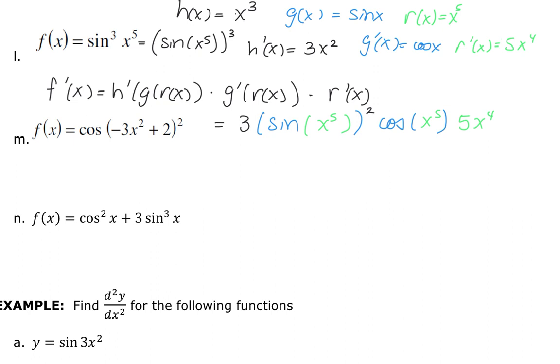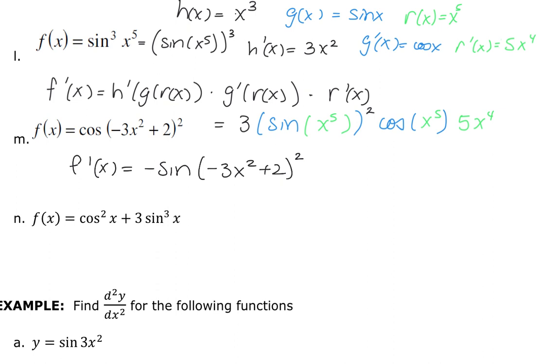On my next example here on m, the only thing that's being squared is this thing, not the cosine, but the negative 3x squared plus 2. That's the thing that's being squared. So f prime of x is the derivative of cosine, which is the negative sine of negative 3x squared plus 2 squared. Now I'm ready to do the derivative of the next inner function.